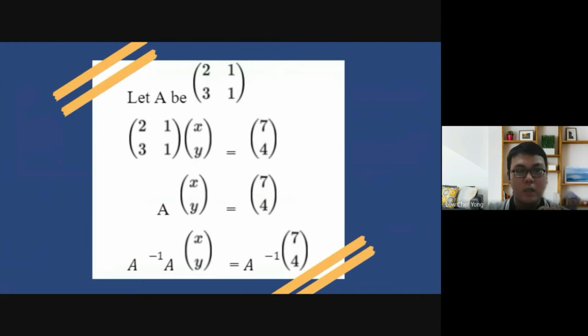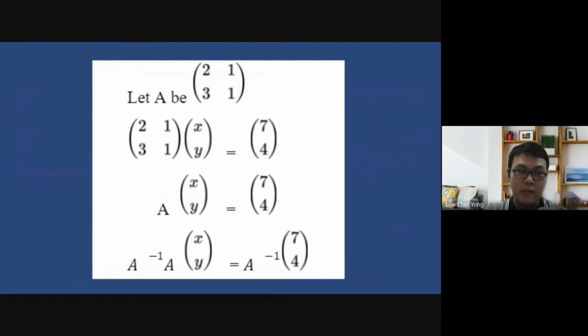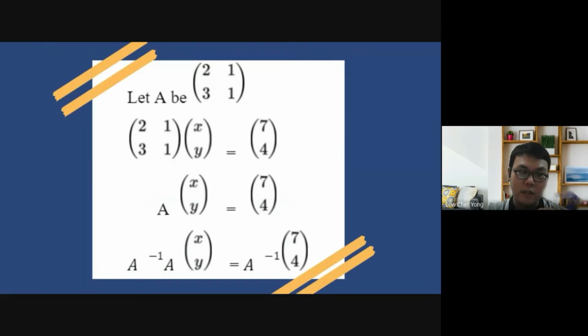Then both sides are multiplied with the inverse of A. When the inverse of A is multiplied with A, we get the identity. So we get that x y equals A inverse multiplied with 7, 4.